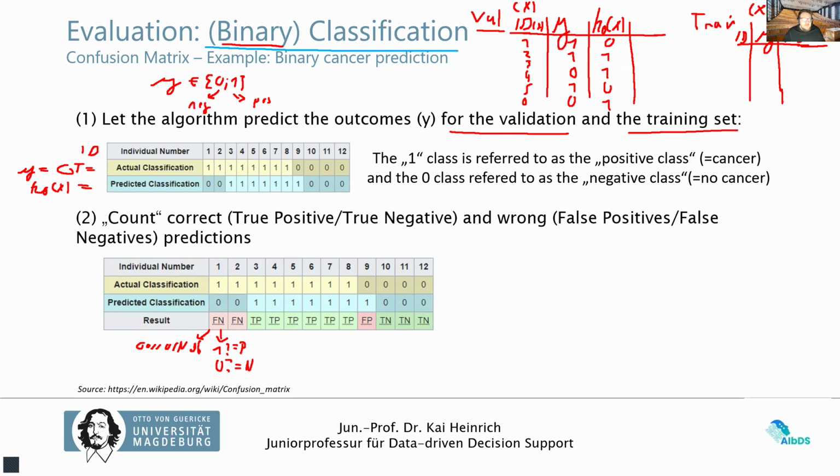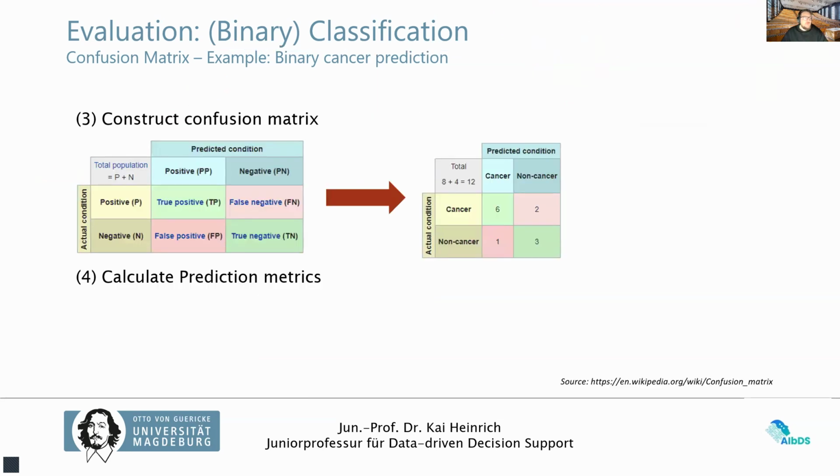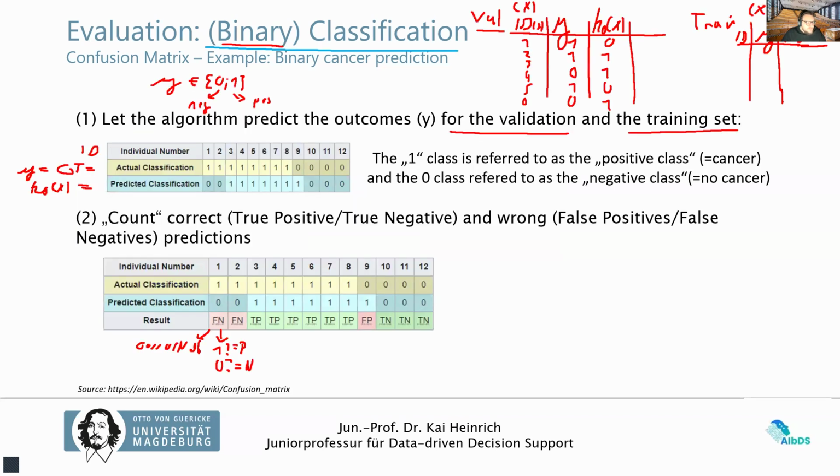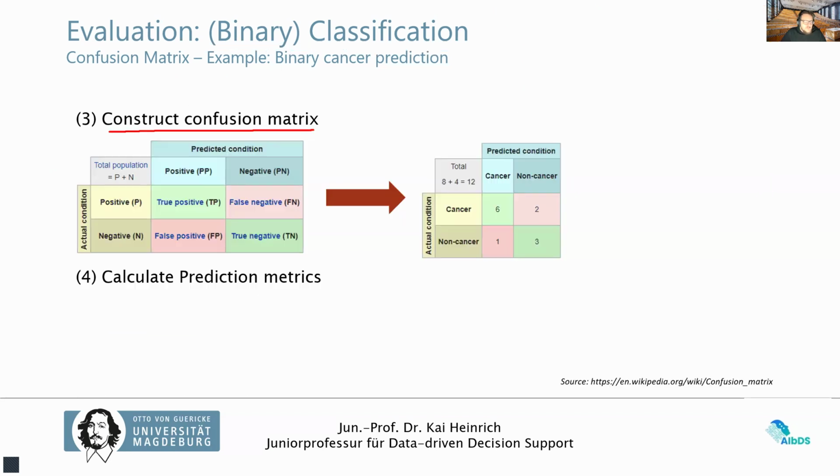If you remember it like this, it will be a piece of cake for you, right? So you construct the confusion matrix, and then you just count. You count the number of false negatives, true positives, false positives, true negatives, and so on, and you put it in that table. And this table is the essence of evaluating classification. So it's very important that you know this, right?